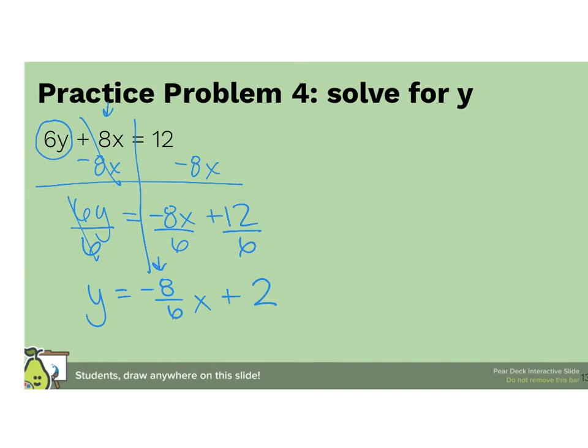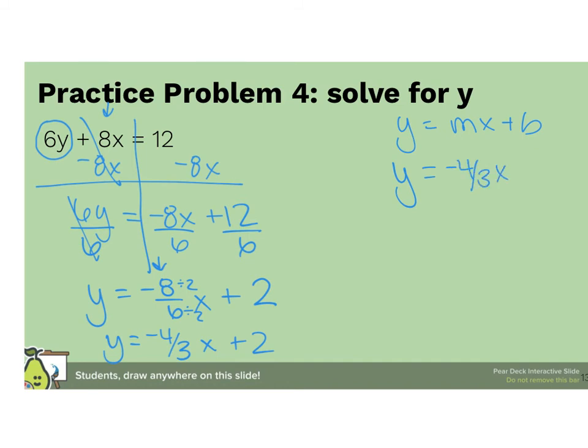It's not going to be a whole number like 2 or 3 or 4, but 8 and 6 are both positive, are both even. So I'm going to divide them both by 2. So divide by 2. Always has to be the same number. So this can be negative 4/3 x plus 2. Remember, it's y equals mx plus b.